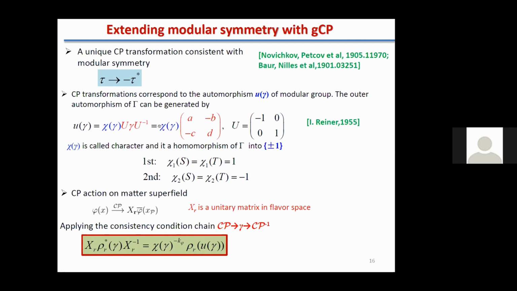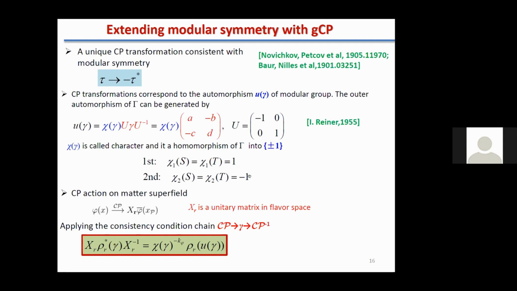That means because there are only two characters, the character has to preserve the multiplication rule of S and T. That means S to the fourth power equals 1, and ST cubed equals 1. So we can get only two characters. The first character is the trivial character that maps all elements to the identity, it maps all elements equal to 1. The second one is a non-trivial character. It maps both S and T into -1.